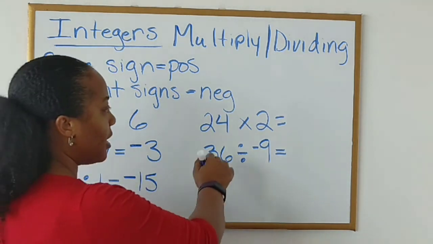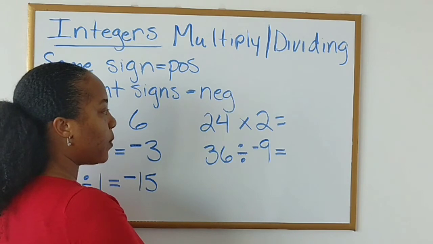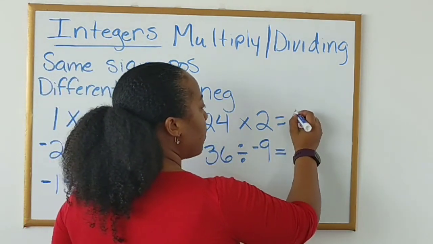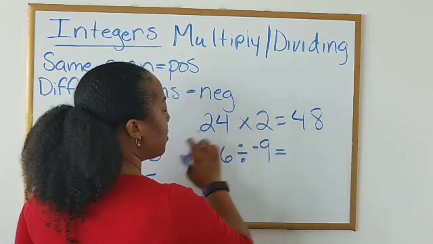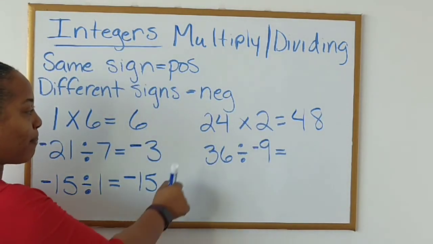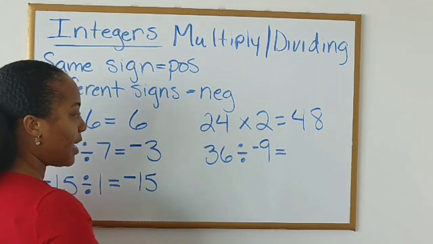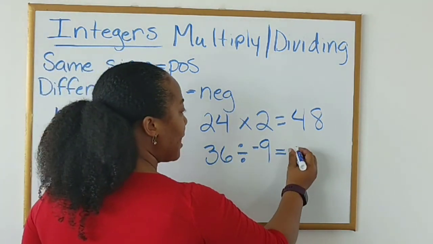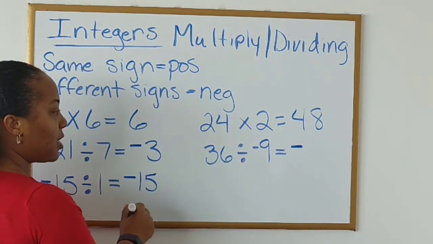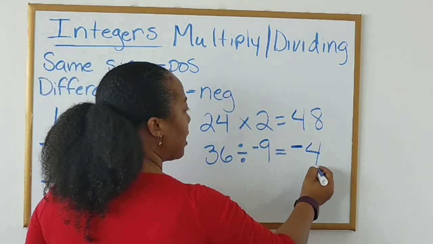All right, and here we are over here, 24 times 2. Both of them are positive. So 2 times 24 gives you 48. And the last one, we have a positive divided by a negative. So we know our answer must be negative. And what number times 9 gives us 36? 4. So a negative 4.